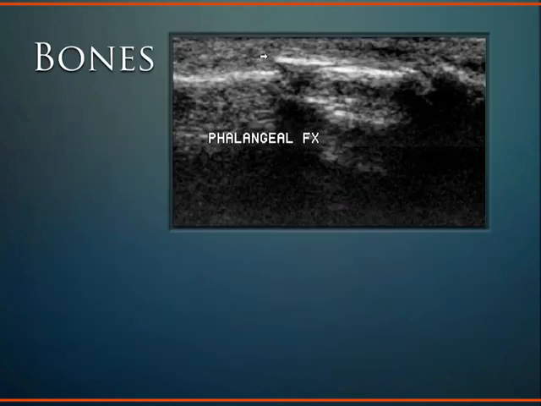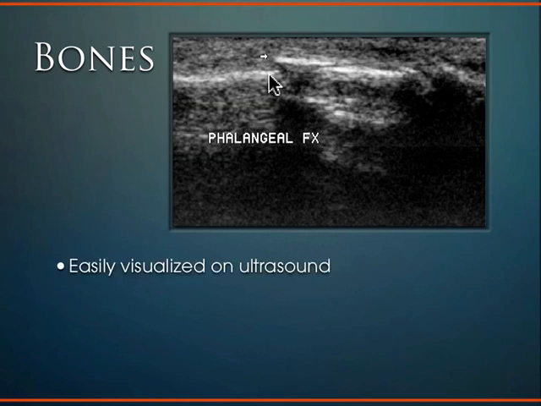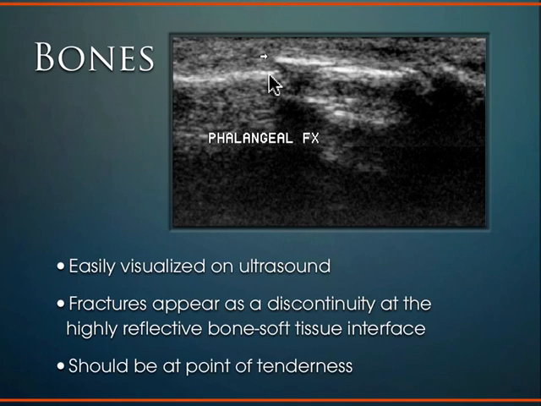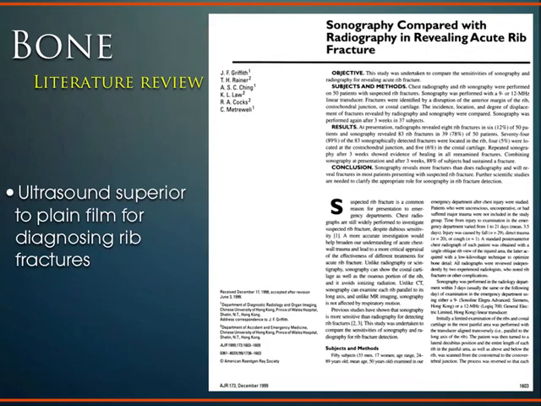So bones, we can see very well, especially that superficial bony cortex structure, and consequently we can see pathology in bone as well, and in particular fractures. As you can see on this image here, this is the hyperechoic cortex line for a phalanx, and you see obvious disruption in that hyperechoic line, and this is just showing a phalanx fracture. So again, very easily visualized in ultrasound, and when you're looking for fractures, you just basically see discontinuity in that hyperechoic line.